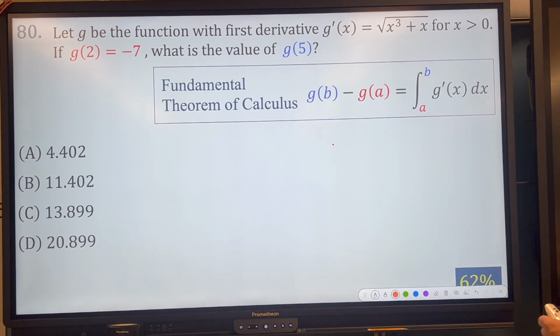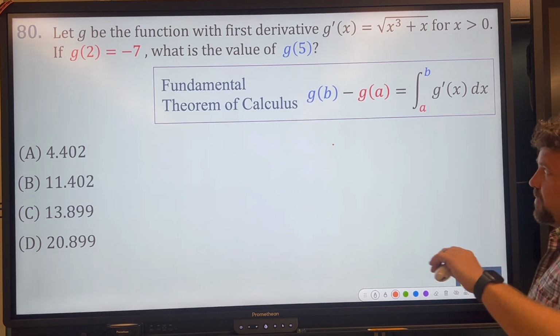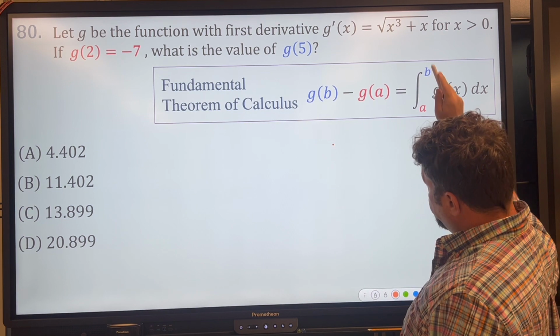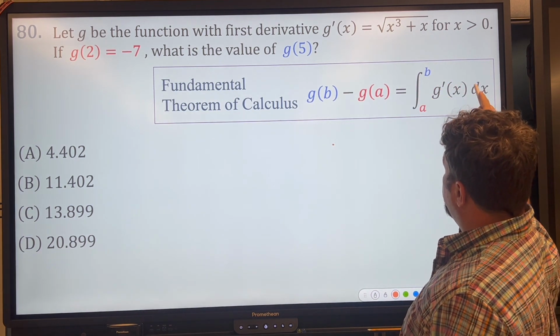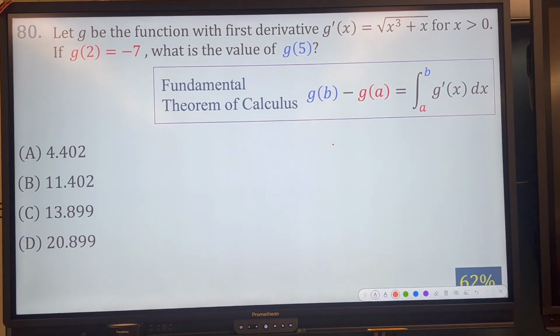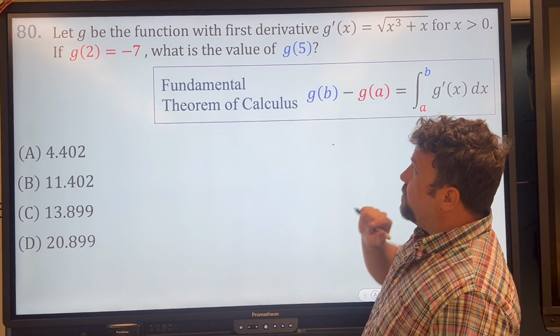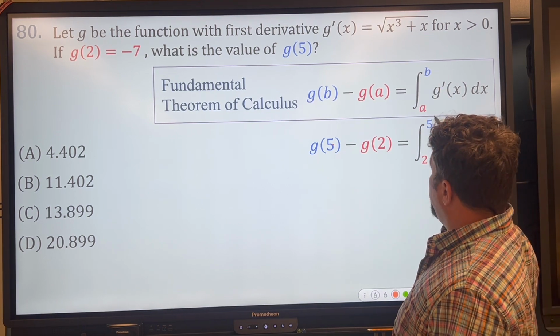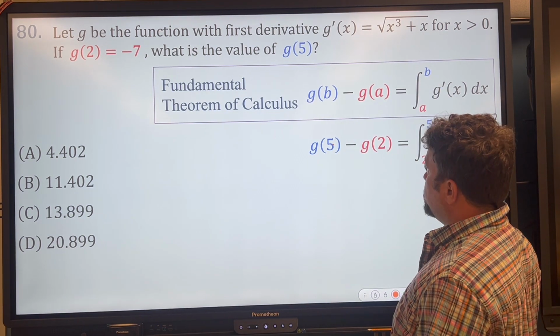Now we can use our fundamental theorem of calculus to solve this. The fundamental theorem of calculus just pretty much means g of b minus g of a equals the integral from a to b of the derivative, g prime of x dx. So we can integrate the derivative and get back to the original form, and we already have one of these two things. Now, we're going to find g of 5, which is our b, minus g of 2, which is our a.